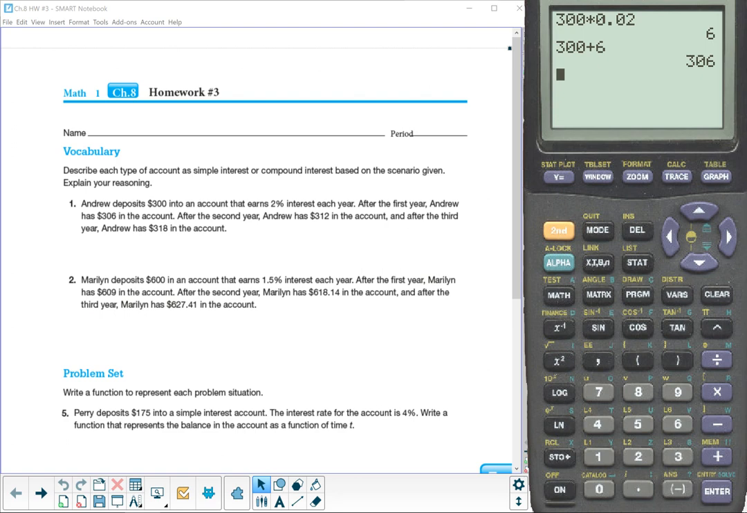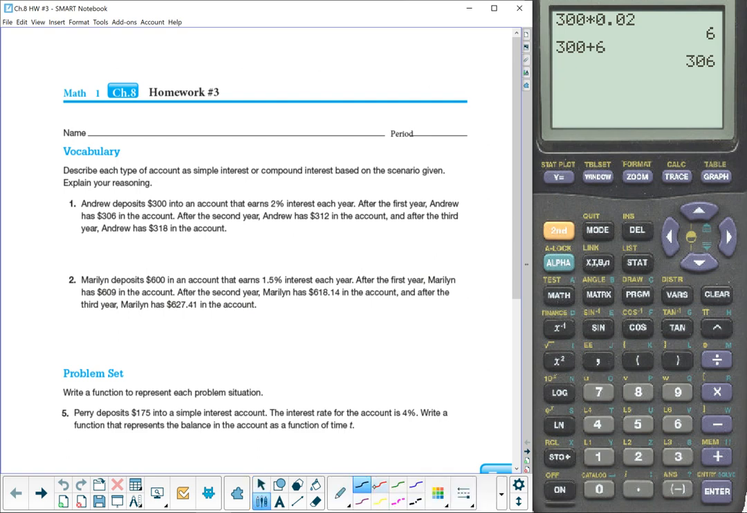Second year, Andrew earns 312. So I know that $306 plus another $6, which is the simple interest, makes 312. Right? And then after the third year, it's 318. So another 6. This is going to be simple interest because you started with 300, and 2% is going to be plus 6. So the first year, plus 6, second year, plus 6, third year, plus 6. They're all going to be 6. So the total is $318 because 6 times 3 is 18. So this one I know is going to be simple interest.